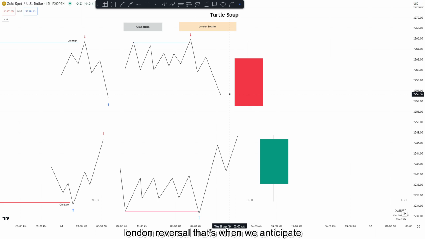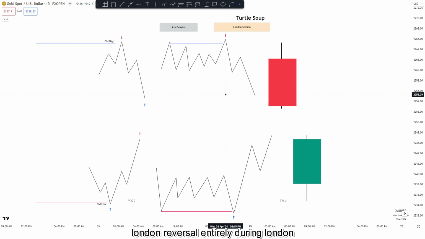So when it comes to the London reversal, that's when we anticipate price to sweep an old high or an old low. And with our entry model, we'll talk about this as well, we can then capitalize on the London reversal entirely. During London, between 2 to 5 a.m. EST, is when we're anticipating what's called the power of 3. It's when Asia accumulates and then we get a manipulation move to the upside or the downside during the London session. And this is typically when it creates the high of day or the low of day.